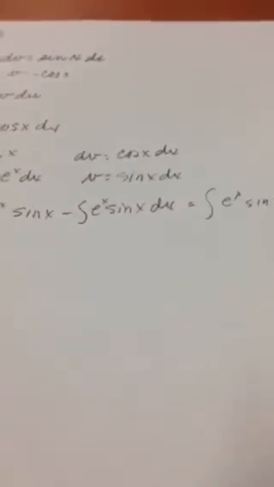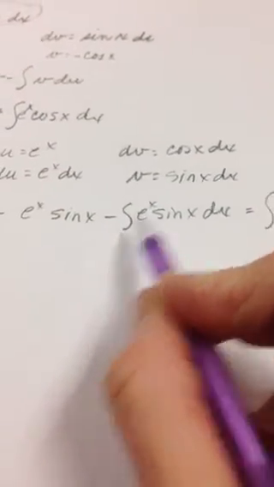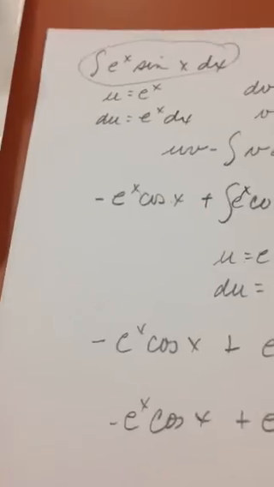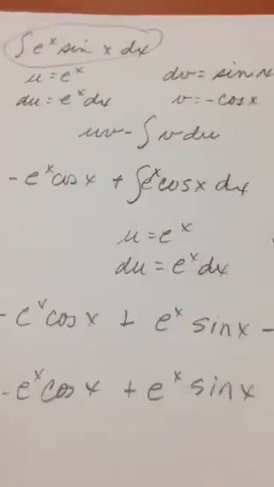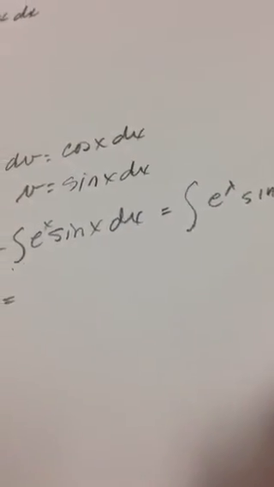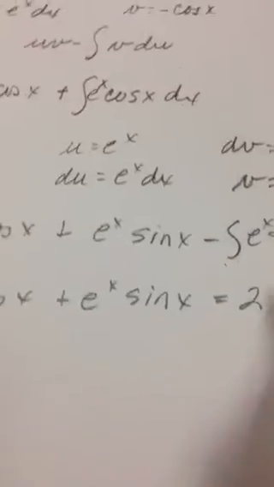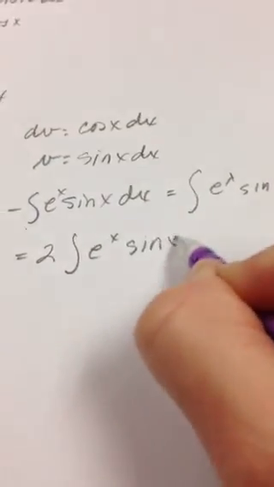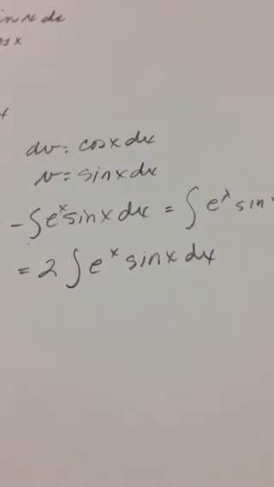And it seems like I'm not getting where, but in fact, that is what's going to help me to solve this integral. I'm going to add this to both sides of the equation. I have the opposite of e to the x cosine of x plus e to the x sine of x. And you can see that this is equal to that original integral, as I said. So I have 2 of the integral e to the x sine of x dx.